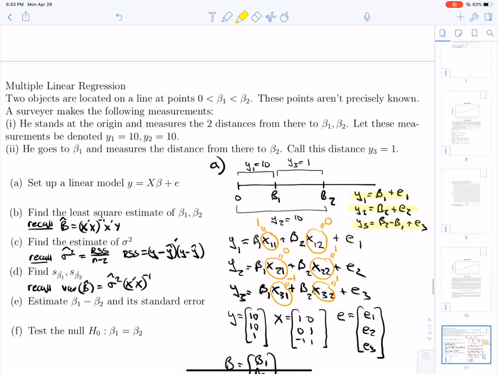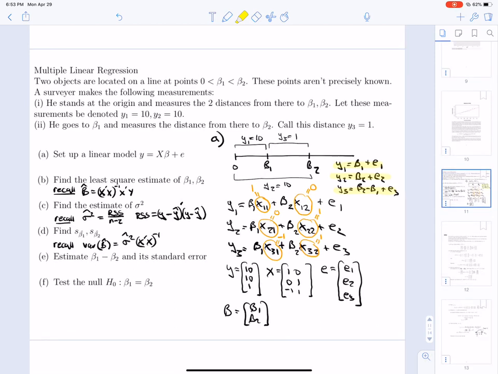We then did an in-class exercise that required some calculating. So we have two objects located on a line at points beta 1 and beta 2, and these points aren't precisely known, and so we make measurements. Our measurements are y1, y2, and y3. With y1, we're measuring the distance to the first object. With y2, we're measuring the distance to the second object, and with y3, we're measuring the distance between the two objects.